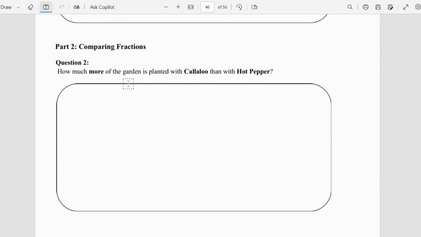How much more of the garden is planted with callaloo than hot pepper? If I look at callaloo, it is 6/20 and hot pepper is 2/20. Remember, the whole is 20. So therefore, that would be 4/20 more of the garden is planted with callaloo than hot pepper, or I can have it in the lowest terms, which is 1/5.